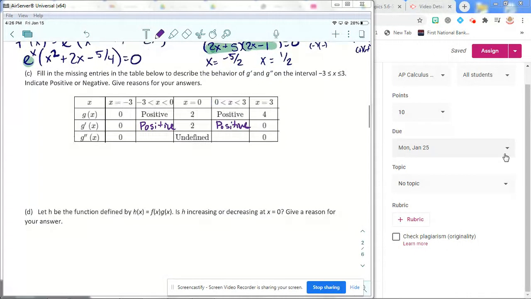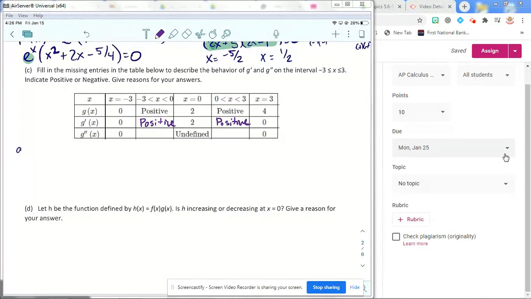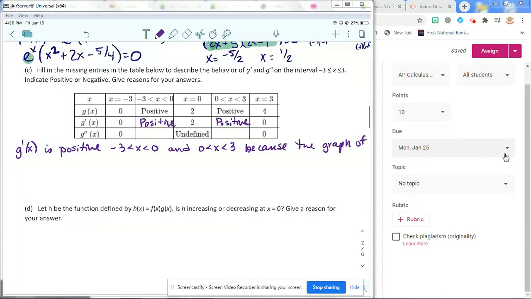All right, so let's write down why. So we would say G prime of x is positive from -3 to 0 and 0 to 3 because the graph of G is increasing there.